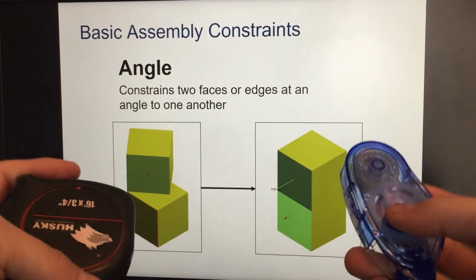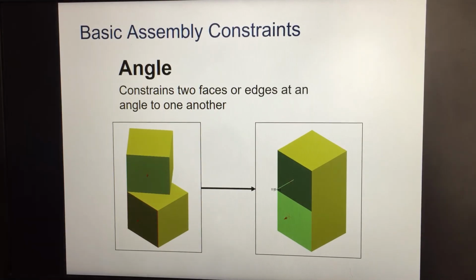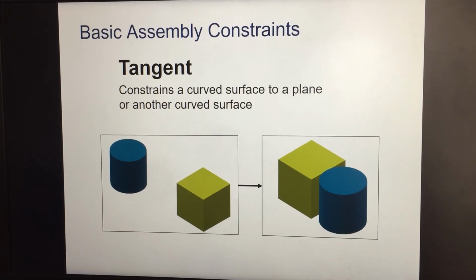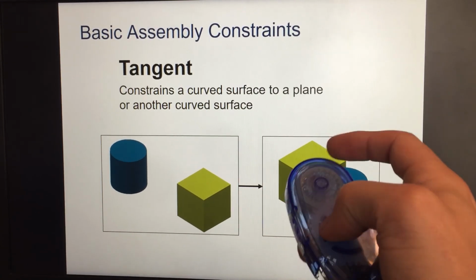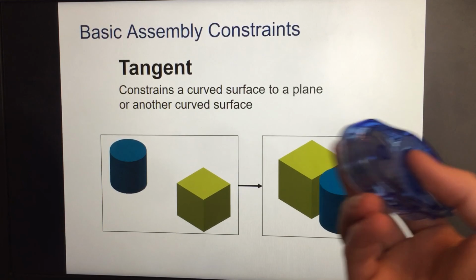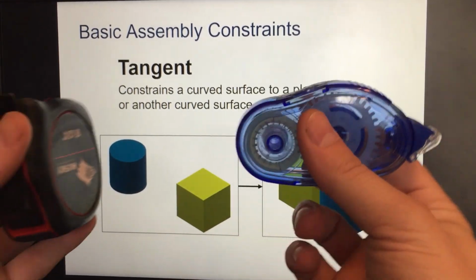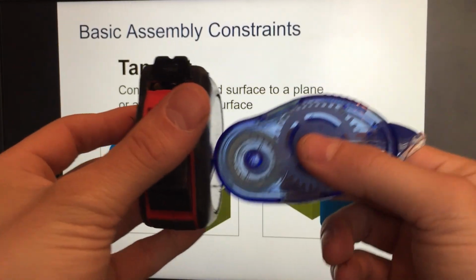So the angle constraint allows us to do a little bit more than what our mate and flush constraints would allow us. A tangent constraint is exactly what it sounds like, where you constrain a curved surface to a plane of another curved surface. So maybe you have the curved surface of this here, and I want it to be constrained to that plane. They are now tangent.